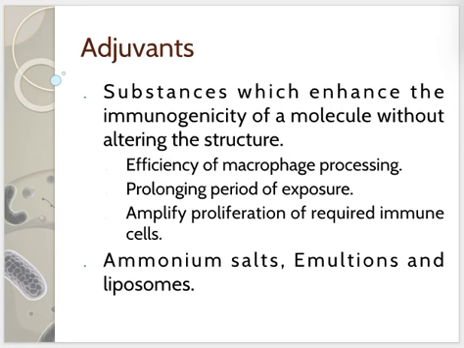Adjuvants play a fascinating role in immunology. They don't change the antigen itself, but enhance its ability to provoke an immune response. They do this by improving how macrophages process the antigen, extending the time the immune system is exposed to it, and boosting the growth of necessary immune cells. Examples include ammonium salts, emulsions, and liposomes. So, adjuvants basically act as helpers, making vaccines and other immune triggers more effective without altering the original molecule.